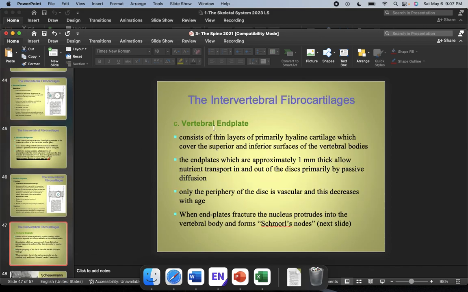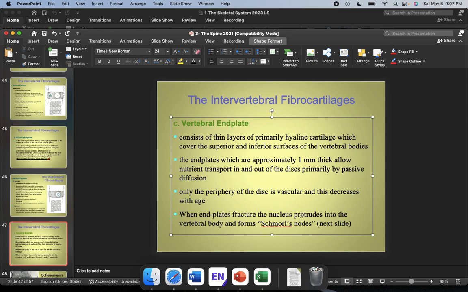So the last structure we're going to cover here is the vertebral end plate. Thin layers of hyaline cartilage cover the superior and inferior surfaces of the vertebral bodies. Only the periphery of the disc is vascular, and this decreases with age, but the vertebral end plate helps us overcome that. It transports nutrients in and out of the disc by passive diffusion. You can see here it's approximately 1 millimeter thick, so it's not a lot, but it is a very important piece of the intervertebral disc.